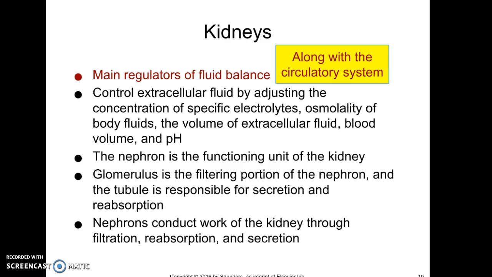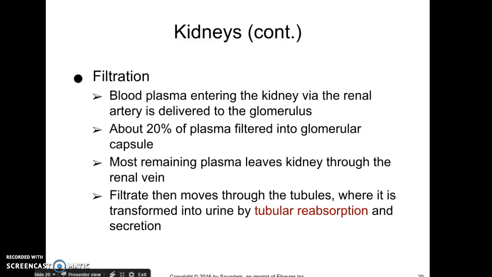Like I said, the kidney is the boss of fluid balance, but the manager inside the kidney you could think of is the nephron. The nephron is the functioning unit of the kidney. The glomerulus is the filtering portion of the nephron, and the tubule is responsible for secretion and reabsorption. So the nephron conducts the work of the kidney through filtration, reabsorption, and secretion. We'll talk about each of those processes one by one.